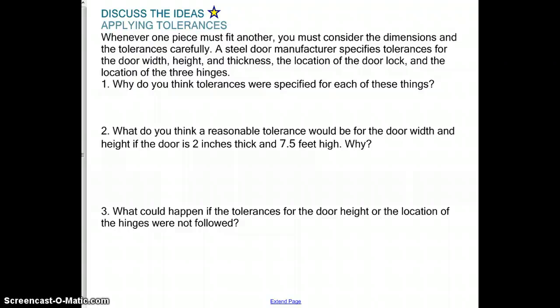For number 2, what do you think a reasonable tolerance would be if the width is 2 inches thick and it is 7.5 feet high? So a good tolerance would have to be quite small, because if any of these were out, your door would not close. So probably 1/16 of an inch would be a very good tolerance. Or it could be even less than that, but that gets quite hard to measure. So number 3, what would happen if the tolerances were not followed? So the door might not close properly, hang properly, or it might fall loose or even break.